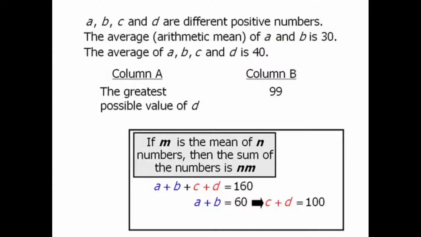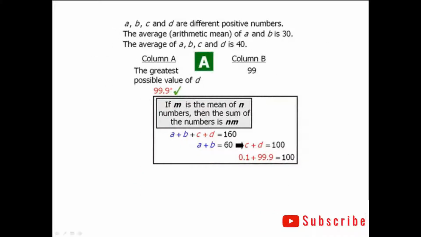Now, there are several possible solutions to this equation. Here's one of them. In this solution, D equals 99.9. Now, keep in mind that we could make the value of D even greater by reducing the value of C. All we need to know here, though, is that column A is equal to a number greater than 99.9. As such, column A is greater than column B, which means our answer is A.